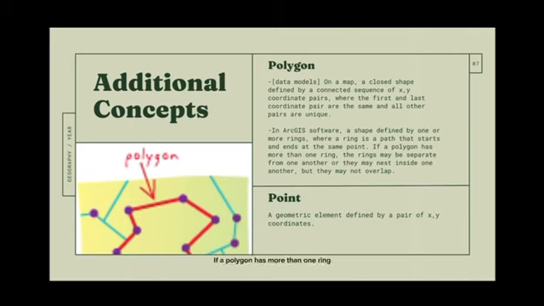If a polygon has more than one ring, the rings may be separate from one another or they may nest inside one another, but they may not overlap. Next, a point is a geometric element defined by a pair of x and y coordinates. So, when both of these elements combine, which is polygon and point, it will result in point in polygon. Thank you.